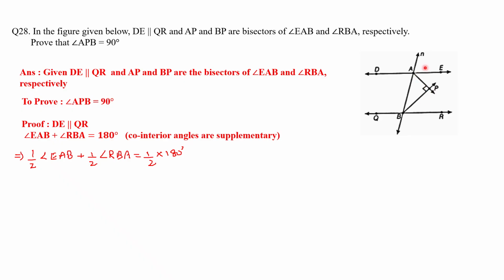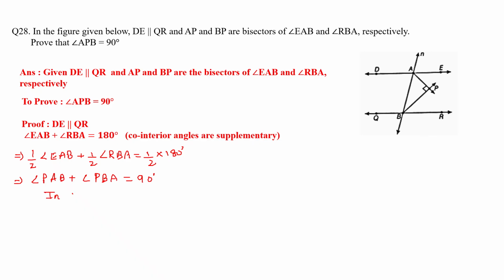If I take triangle APB and show that PAB plus ABP is 90, then obviously this one should be 90, isn't it? And as it is given, AP and BP are the bisectors. A bisector will divide the angle into two equal parts. So, half of EAB I can write as PAB and half of RBA I can write as PBA. So, from here I can write angle PAB plus angle PBA is equal to 90 degrees.